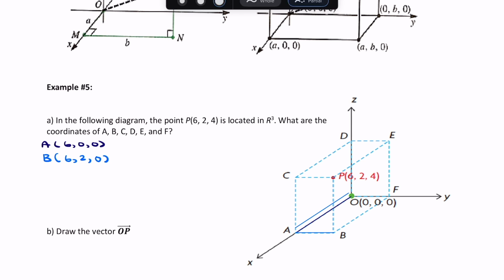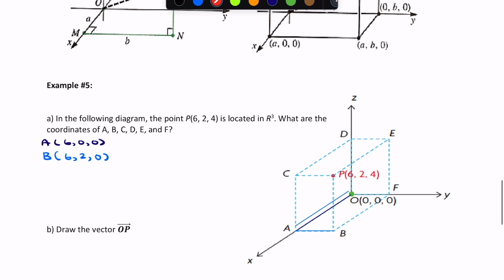For C, again here, we see that it moves from the origin to a certain point. So it moves from the origin to that point, which is 6 in the x. And then now it doesn't move anywhere on the y, but it does move units on the z, which would be 4. So here, our C coordinates would be 6, nothing on the y, so 0, and 4.